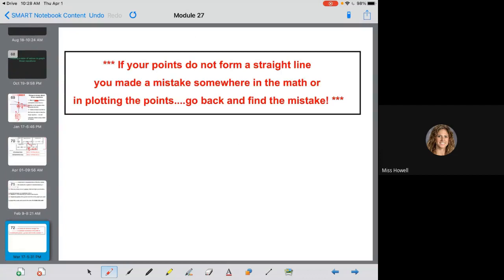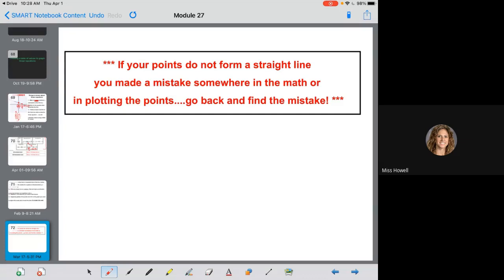When you go to graph, if you don't have a straight line, since these are all linear relationships, you know you made a mistake. There's two places where we might make mistakes. Mistake number one might be, I messed up solving for the things that go in my table. So go back and recheck your math. Sometimes it's as simple as, oops, I made a sign error somewhere along the way.